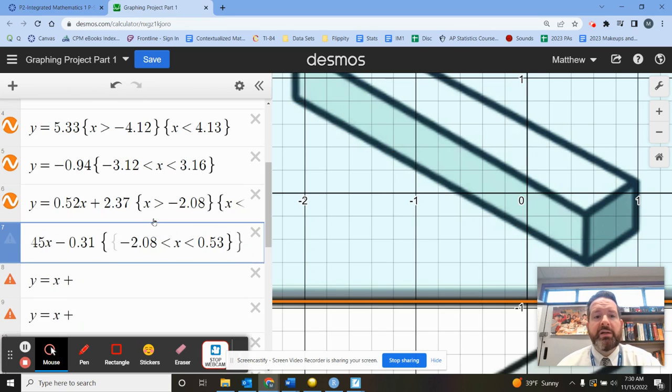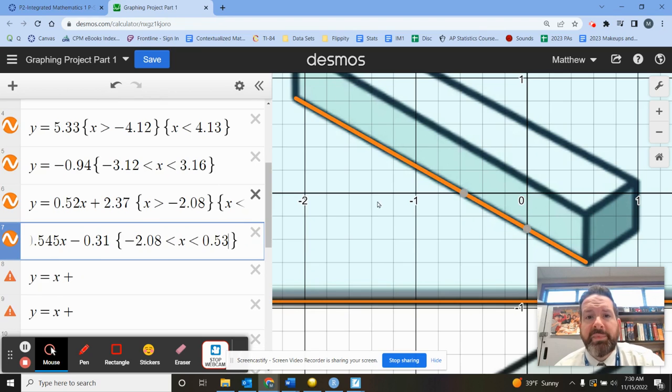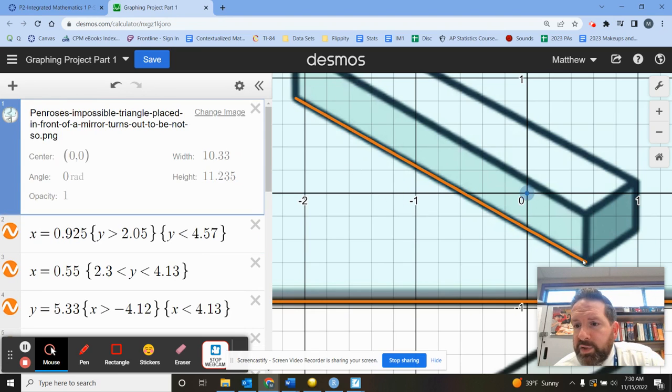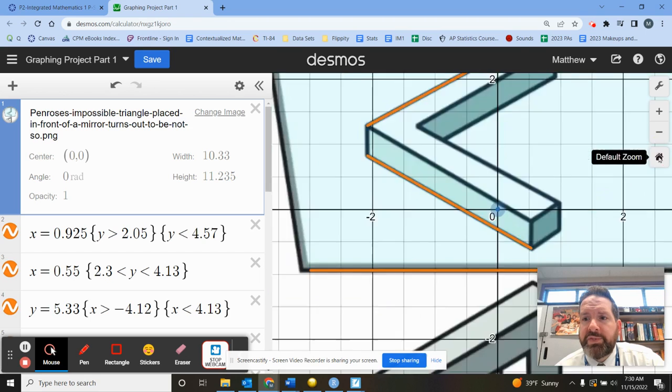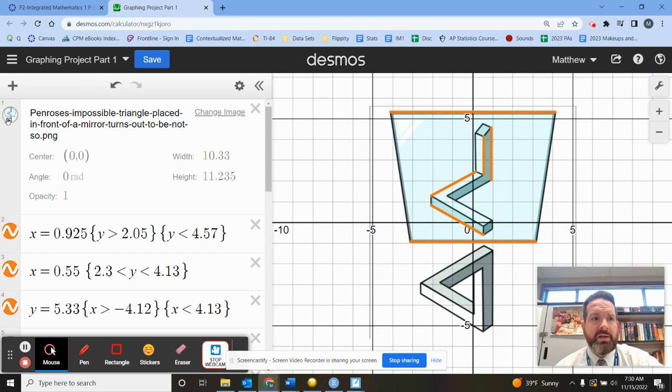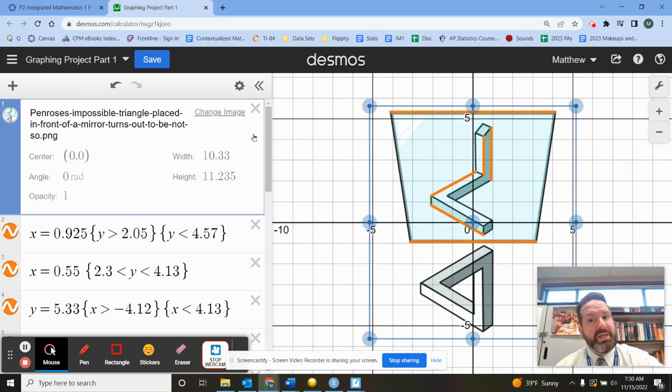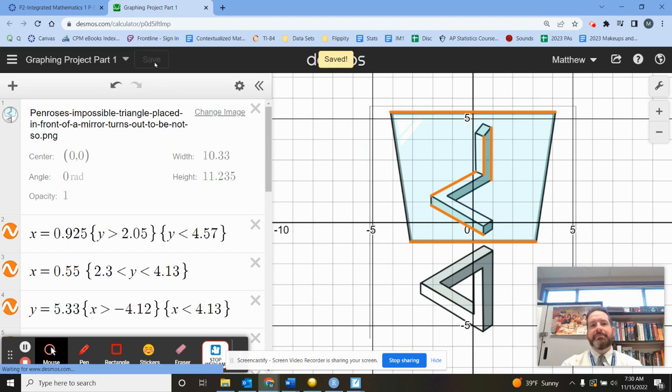Let's see how things look. Whoops, too many braces there. I think that looks pretty good. Let's do the zoom out, see how things look. Yep, I like the look of those diagonal lines. Give it a quick save.